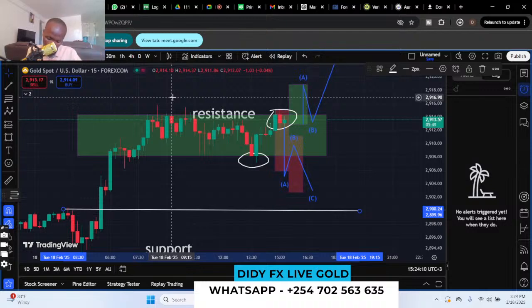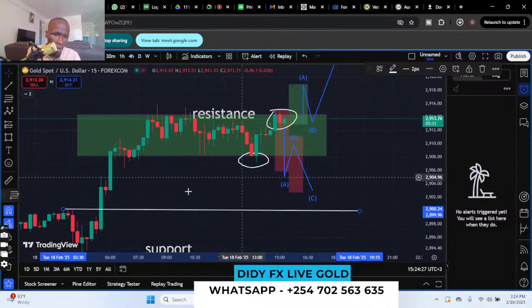Now Kate is asking how I identify my entries. Where do I get my entries? Show us how to layer entries. Now for my entries, allow me to clear this chart for now.